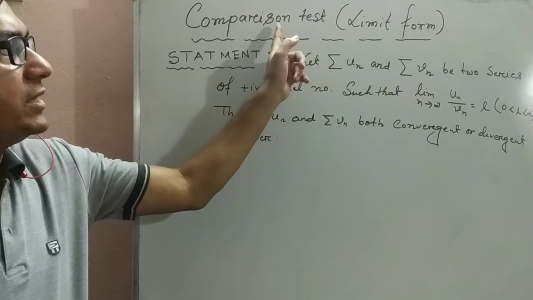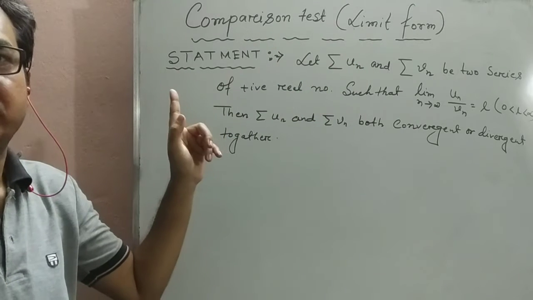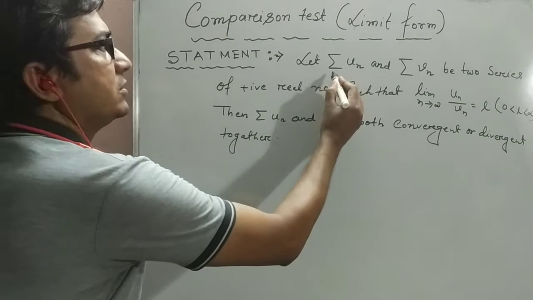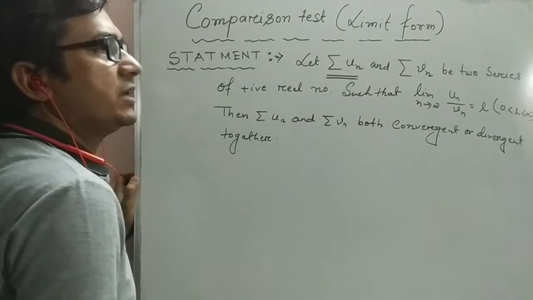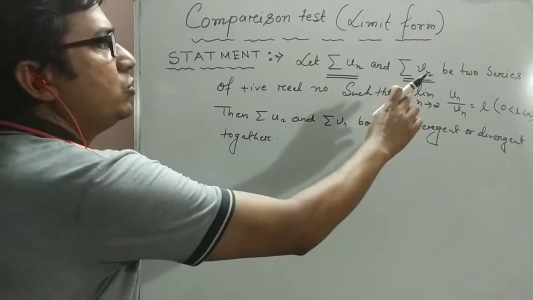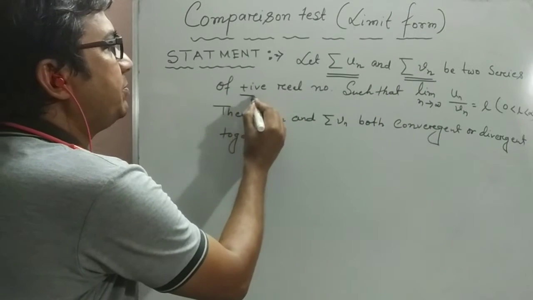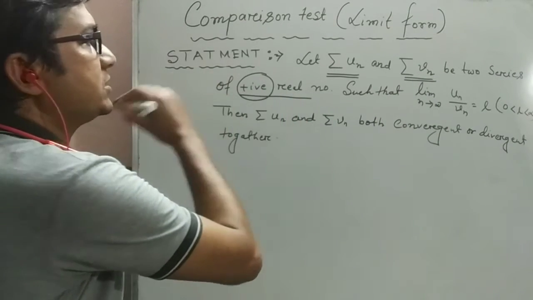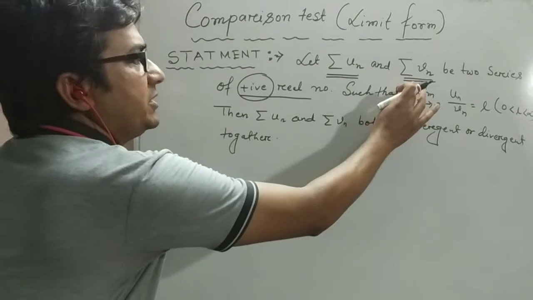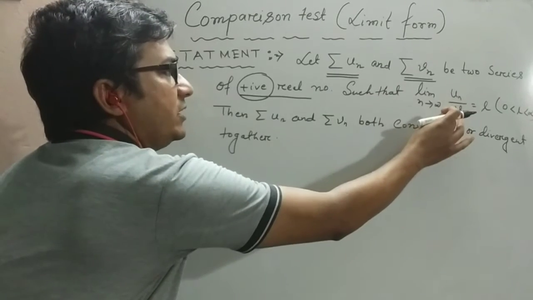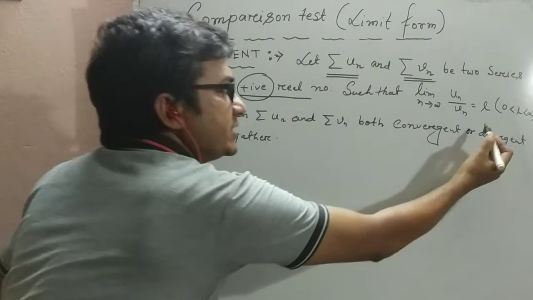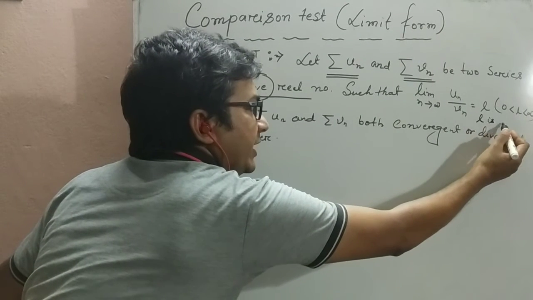and the comparison test limit form states that: let summation un and summation vn be two infinite series of positive real numbers. This is important, positive real numbers, such that limit n tends to infinity un by vn equal to L, where 0 < L < infinity. That is, L is finite.